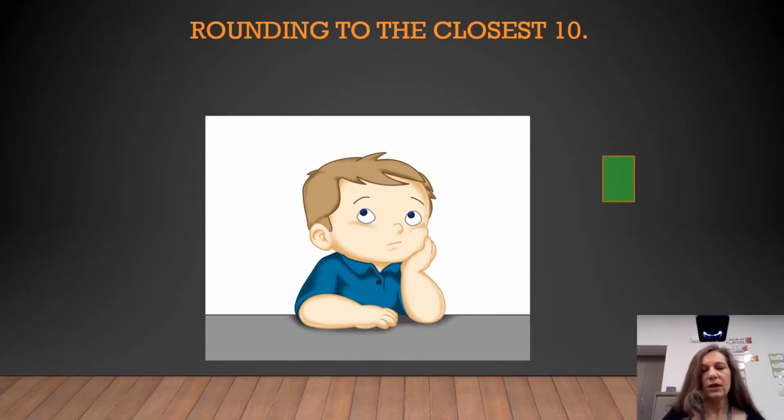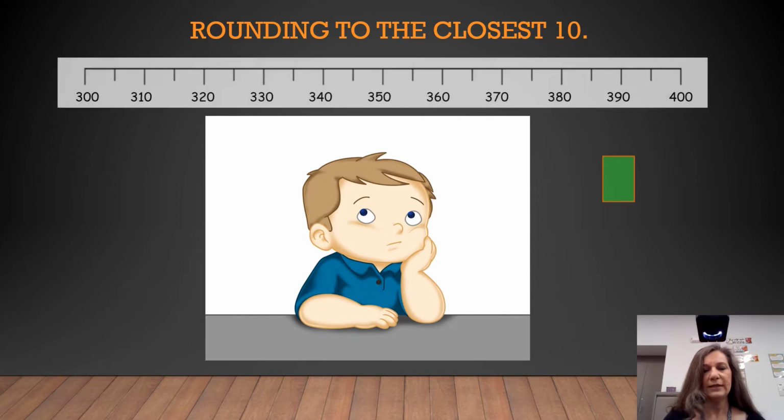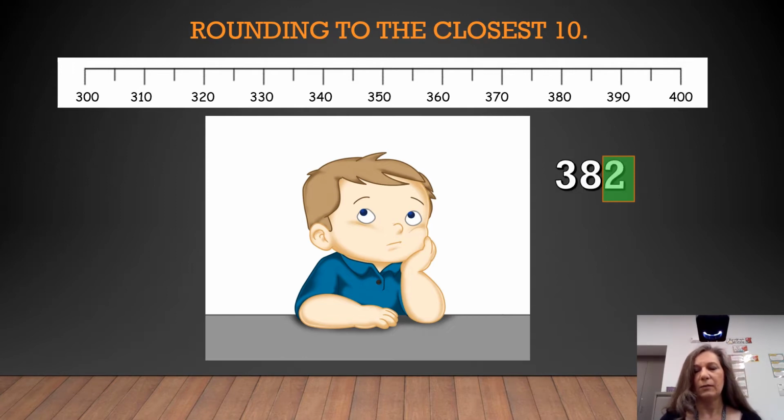So let's talk about rounding to the closest 10. We have our little boy here and he's thinking about this. How do I round to the closest 10? So first thing, we're thinking about a number. The number is 382. And we need to know, first of all, what two tens this number is going to fall between.